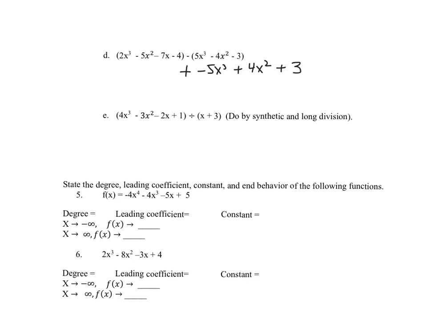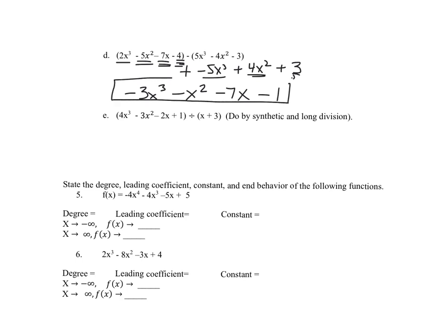Then I'm going to combine like terms. So I have 2x cubed and a negative 5x cubed. It would be a negative 3x cubed. I have a negative 5x squared plus 4x squared would be a negative 1x squared. I have a negative 7x, and that's it. And I have a negative 4 and a positive 3, which gives me a negative 1. So add the opposite, combine like terms. If it was just addition, you would just add the opposite.